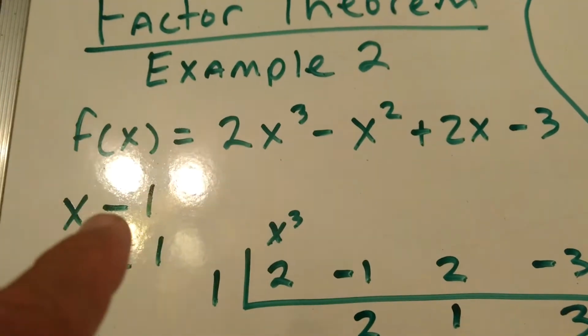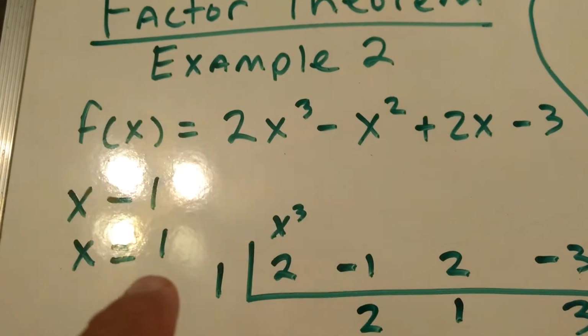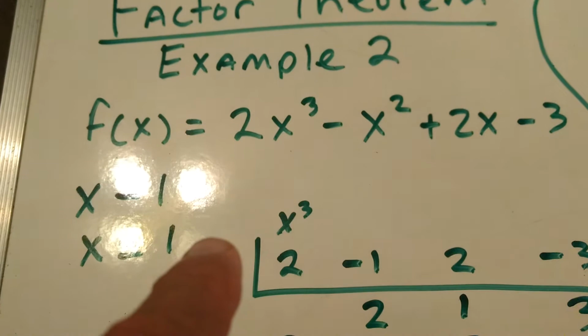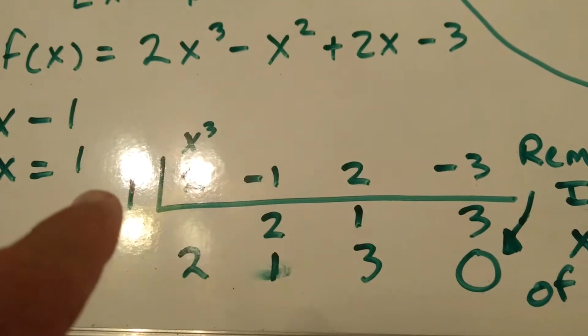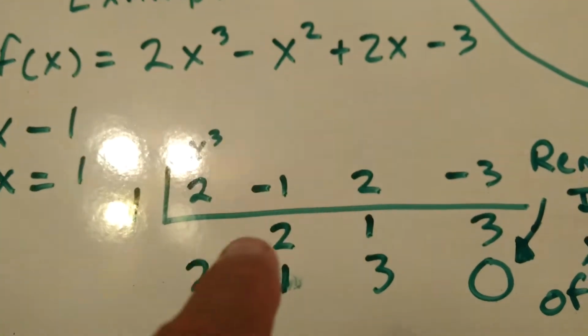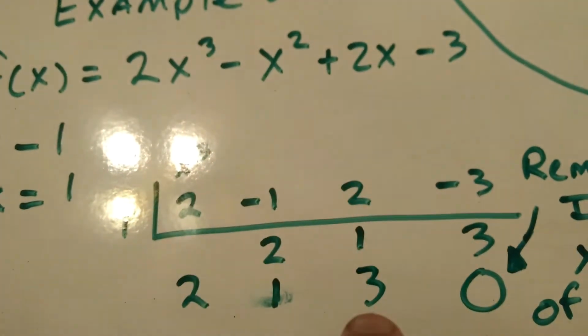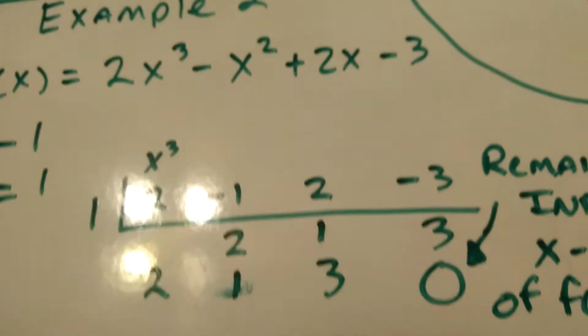Remember, you cannot use the factor values for synthetic division. You use the 0 values. That's the reason you have to take the factors and set them equal to 0 and solve. So using synthetic division, drop down the 2, multiply 2, add them, we get 1. Multiply here, we get 1. Add them, we get 3. Multiply here, we get 3. With negative 3, we get 0.